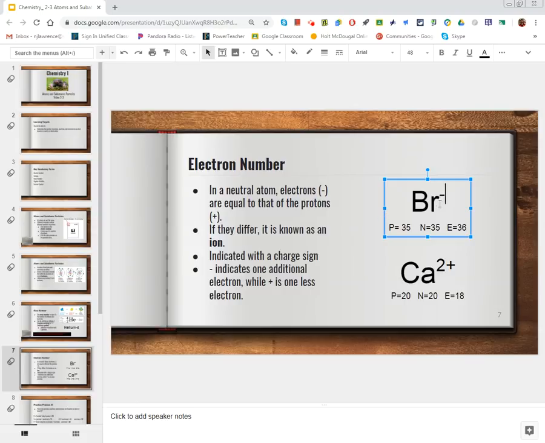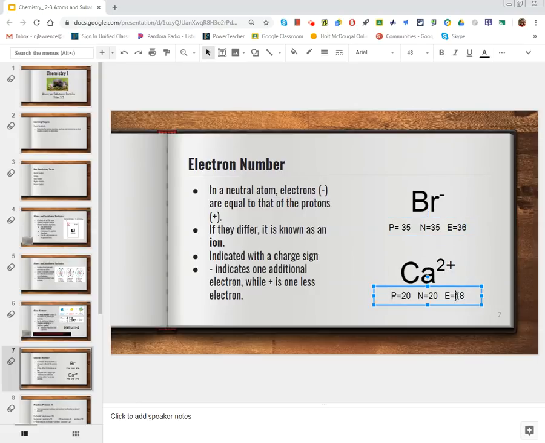So what does this mean? Well, this charge indicates we either gained or lost an electron. Now remember, electrons have a negative charge. So the fact that I have 1 more electron than a proton, I have an extra negative charge. The opposite is true as well.